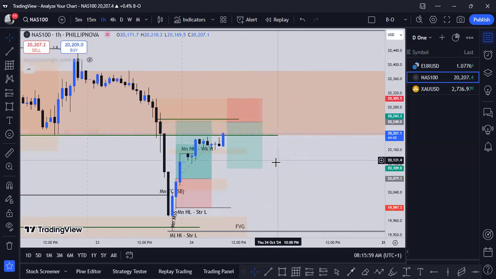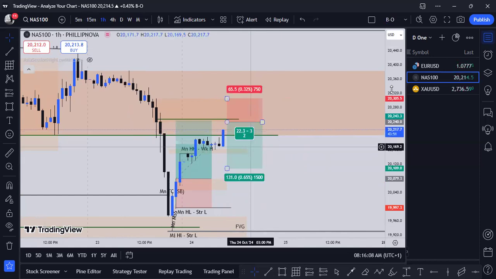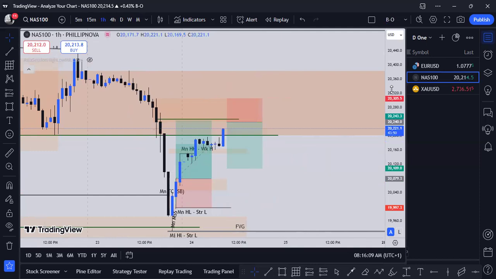So that'll be all. If you want to scalp it, you can just take your structure to a lower time frame below and from there maximize your trade. So next we'll be moving on to gold.